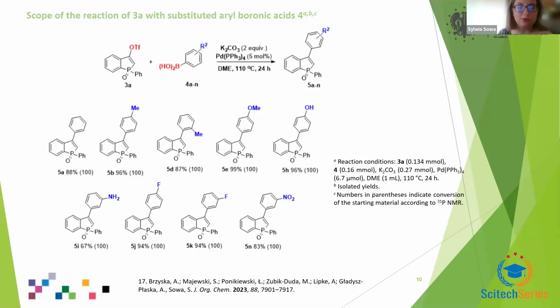3-aryl benzophosphole oxides possessing para-substitution in the 3-aryl ring, and also those possessing meta-substitution, were obtained in yields ranging from 83 to 99%, except for the amino-substituted, because here we have a decrease of the yield, which is caused by the interaction with acidic silica gel during the purification. This is the reason that the yield probably is getting worse.